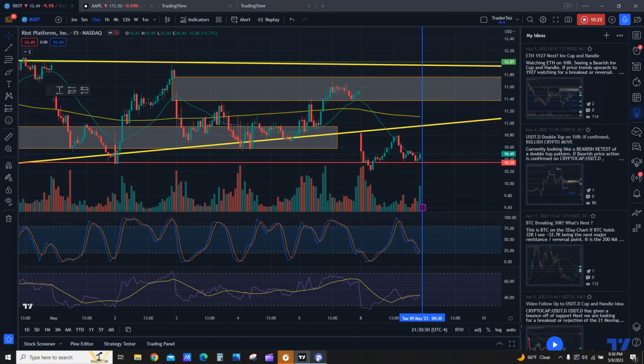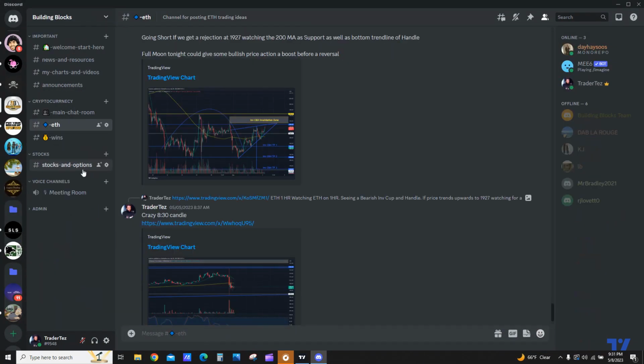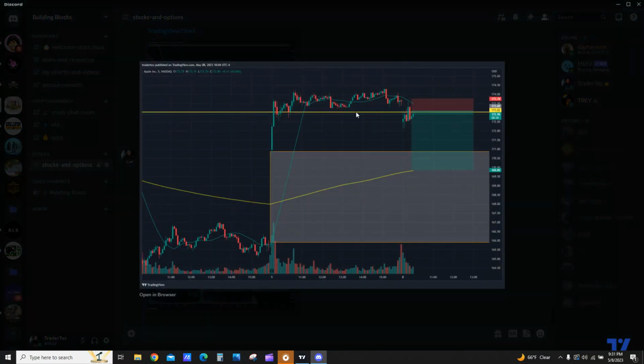So after Riot, I was looking at Apple, and that was a trade that I made today. On Apple, I actually made two trades. The first one I lost, and the second one I did get 20%. But this was pretty much what I was looking at. I identified 173 as a key zone, and I put my stop loss just above the 21 moving average. And I was looking for a clean rejection off of 173.